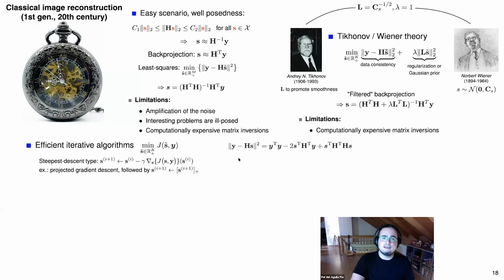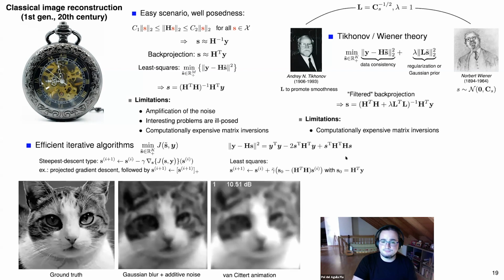If we look at the structure of the main element in the least squares term, we see that it's easy to derive the derivative of this term with respect to s, as the steepest descent algorithm requires. It will be simply minus 2 times H^T y plus 2 times H^T H s.